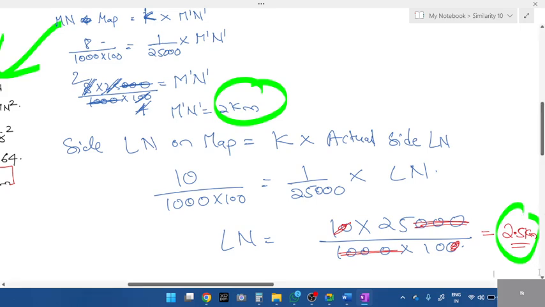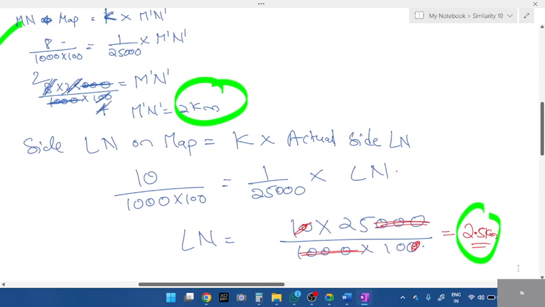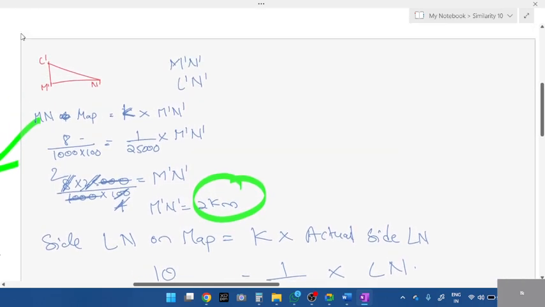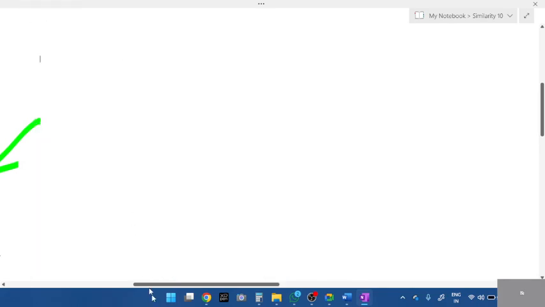Shall we try the next part of the question? Have all of you done this? Side on map is equal to k into actual side. The k value is given as 1 by 25,000. If you want to convert, divide it by 100 into 1000. Look at the next one.